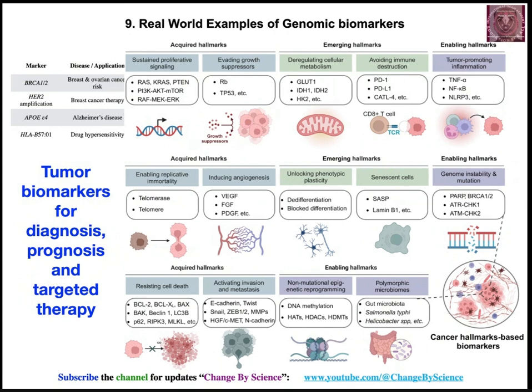For example, BRCA1 and 2 is a very well known and well established biomarker for breast and ovarian cancer risk. Then HER2 for breast cancer therapy, APOE4 for Alzheimer's disease, HLA-B*57:01 for drug hypersensitivity. So for tumor biomarkers for diagnosis, prognosis and targeted therapy, you need to understand all the lists of known biomarkers for the specific types of cancer or disease which you are studying.